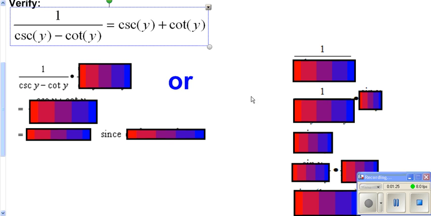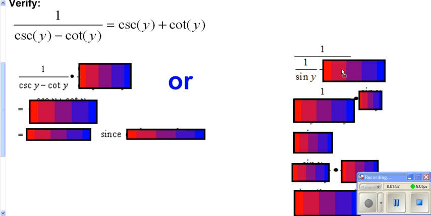Now, there's a couple ways you could do this. Some of you might see one way, some of you might see another way. More likely, how you choose to do it is going to be different than the person sitting right next to you. Well, I'm going to choose to start with the left side here. And I'm going to choose to write it all in terms of sines and cosines. So you should remember that cosecant is 1 over sine. Cotangent is cosine over sine.